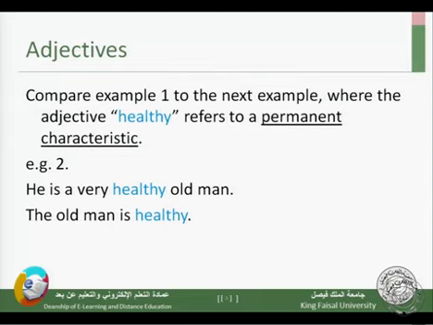So we can use this as a predicative or an attributive adjective. So he is a very healthy old man, or we can say the old man is healthy. So this adjective can be used as a predicative adjective, it can be used as an attributive adjective, and it refers to a permanent characteristic. An old man who is mostly healthy, he rarely gets sick. Okay?